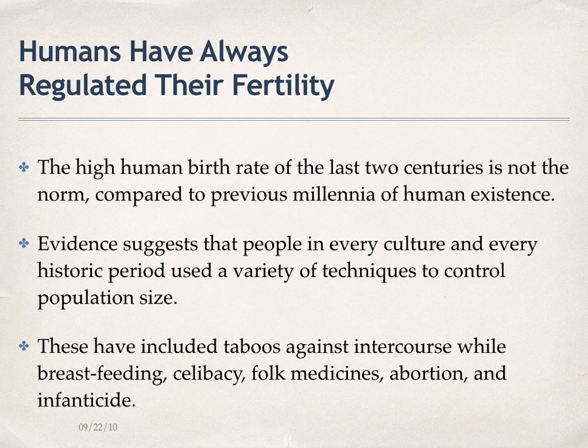Other ancient techniques to control population size include celibacy, folk medicines, abortion, and infanticide. We may find some or all of these techniques unpleasant or morally unacceptable, but we shouldn't assume that other people are too ignorant or too primitive to make decisions about fertility.